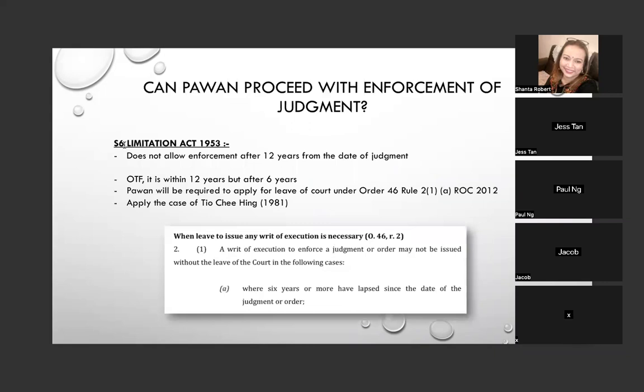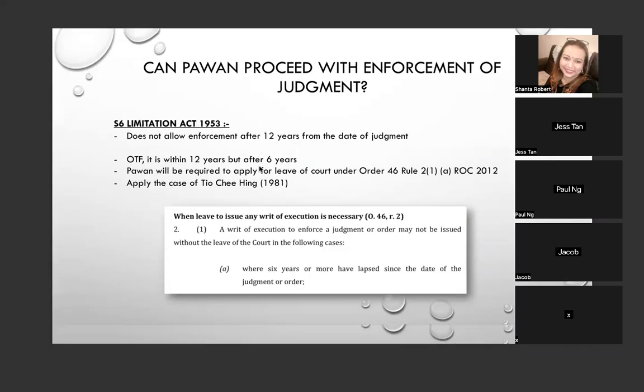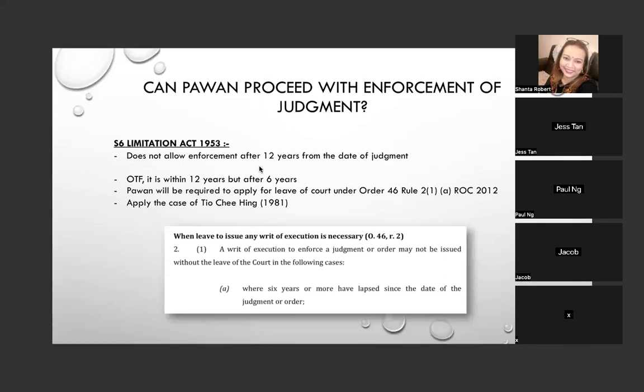So Section 6 of the Limitation Act 1953 does not allow enforcement after 12 years from the date of judgment. So we are still within time, actually. But Pawan will be required to apply for leave of court under Order 46, Rule 2, Sub 1, Sub A of ROC, and you apply the case of Teo Chi Hing.